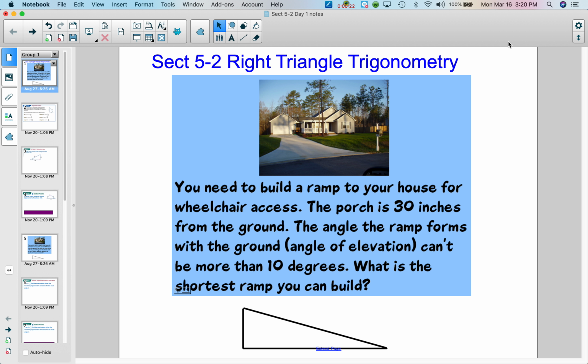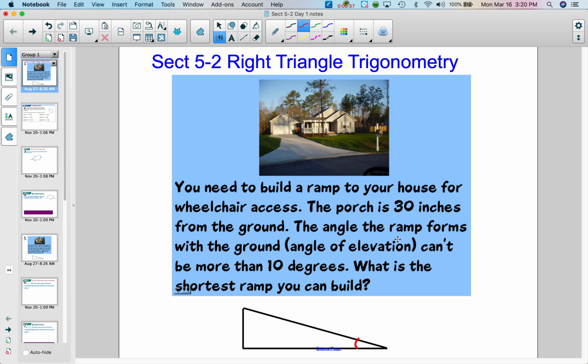The angle the ramp forms with the ground, which is called the angle of elevation. So that angle of elevation would be this part right here. Can't be more than 10 degrees. What's the shortest ramp that you can build?